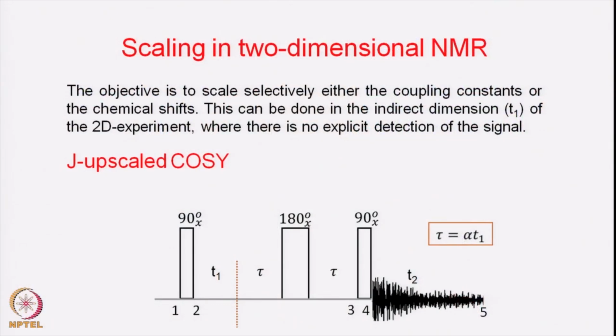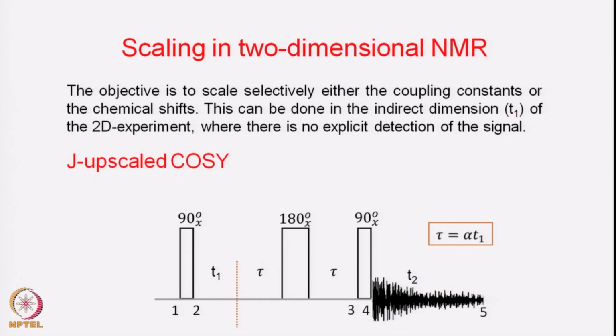And we also looked at how to improve the line shapes and the resolution in the spectra by choosing appropriate coherence transfer pathways. So, these are new concepts. So, we are going to introduce now another important concept, namely scaling in two-dimensional NMR. What do we scale? We scale the two parameters which appear in the spectra, namely the coupling constants or the chemical shifts. We can do that at will.